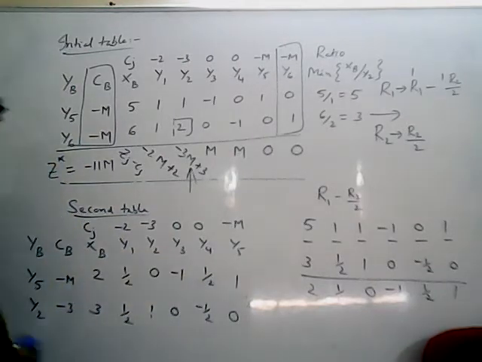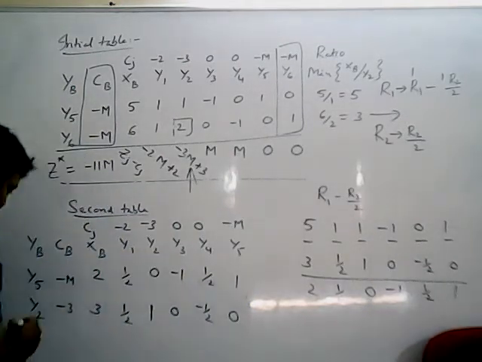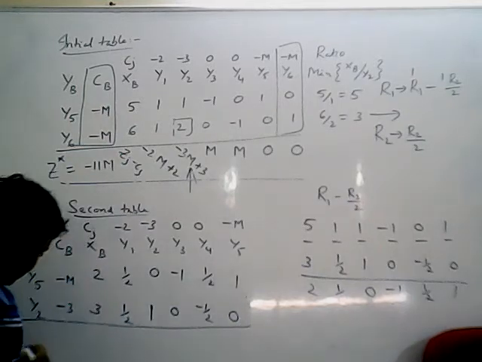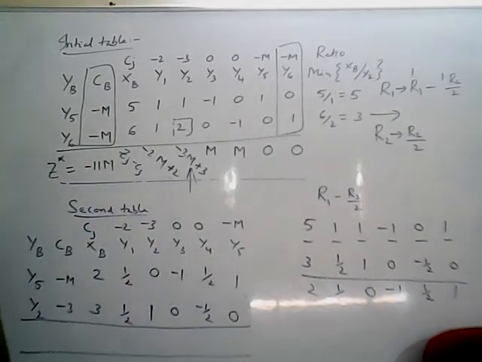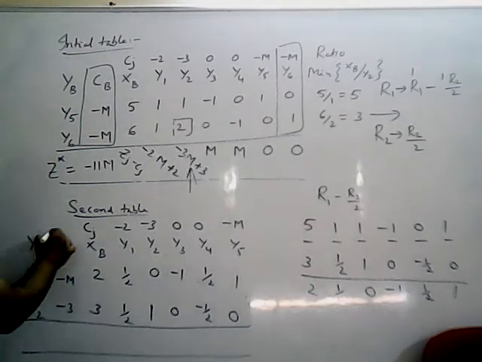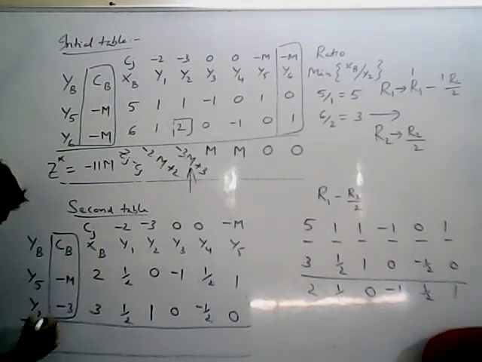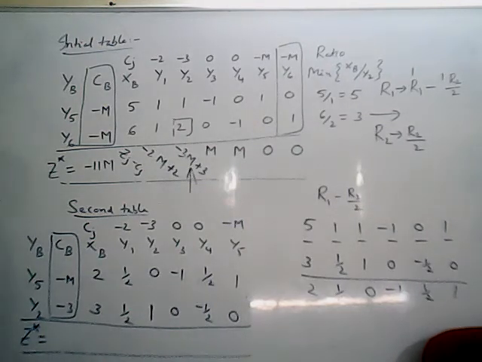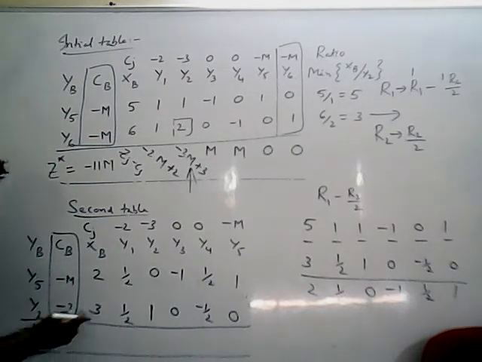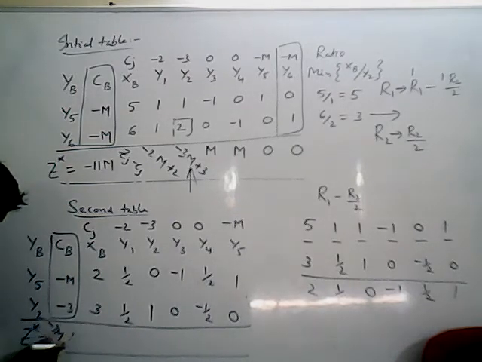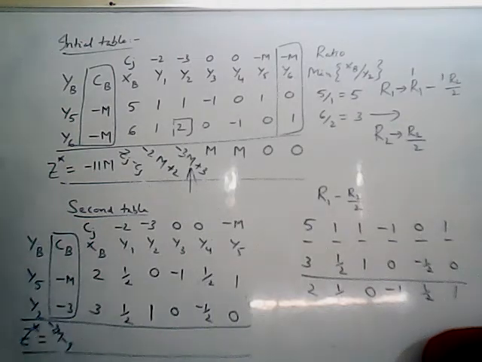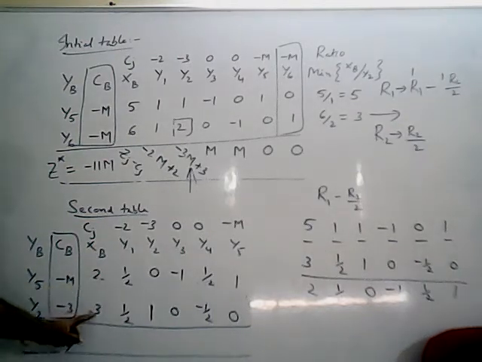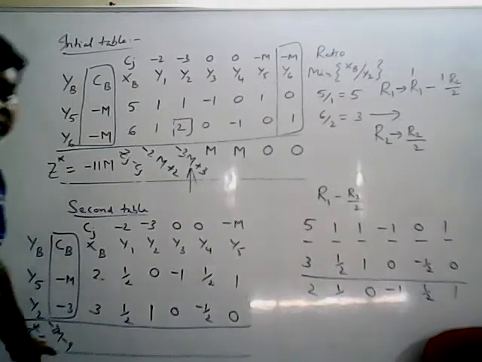Okay, so again you can calculate the z star value. If you get all of them positive, the solution will be completed. Otherwise, you go to the next table again. CB is fixed. I am calculating z star because minimum z is given. So the z star value is minus 2m minus 9.